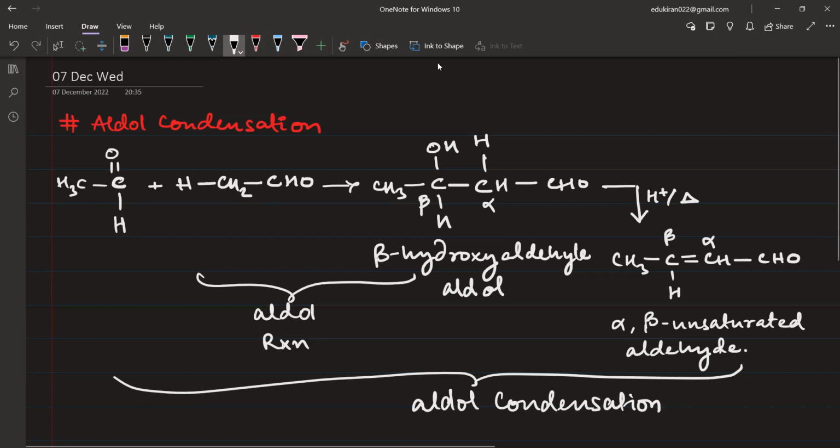Okay, in the first reaction you need a base. I just forgot that base. You need OH negative. Also write that OH negative above the arrow.